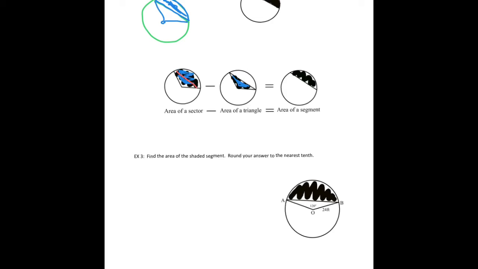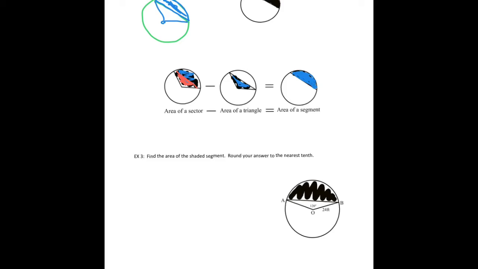So if I were to subtract the area of the triangle, what I have left is the segment of the circle. You only have one question like this on your homework, and I actually had to add it because it wasn't in the book. So we're going to find the area of the shaded segment, and we're going to round our answer to the nearest tenth.